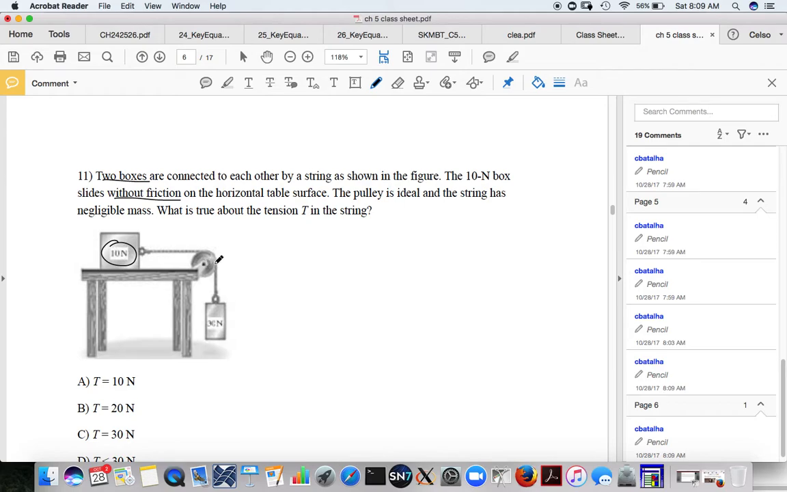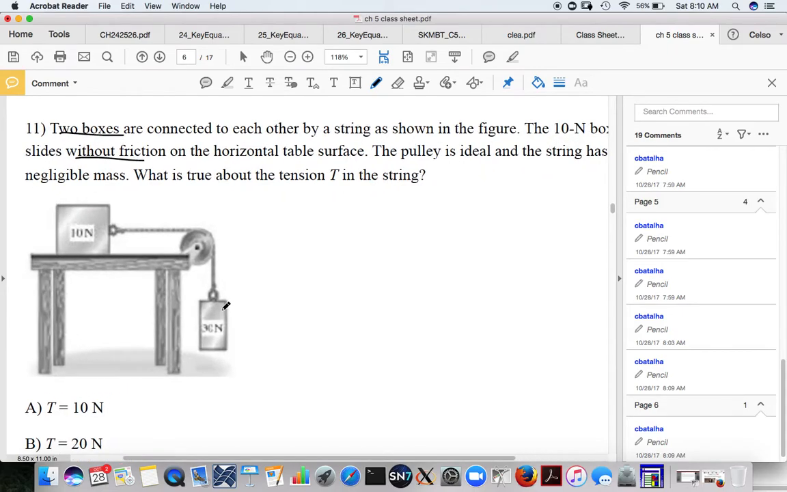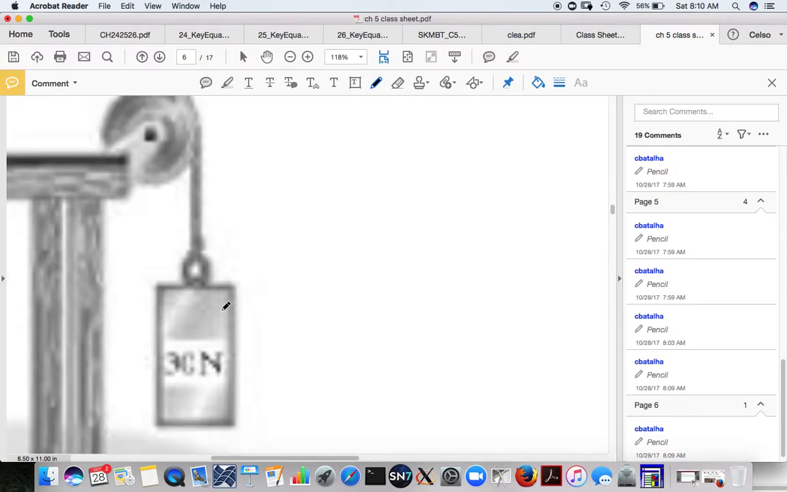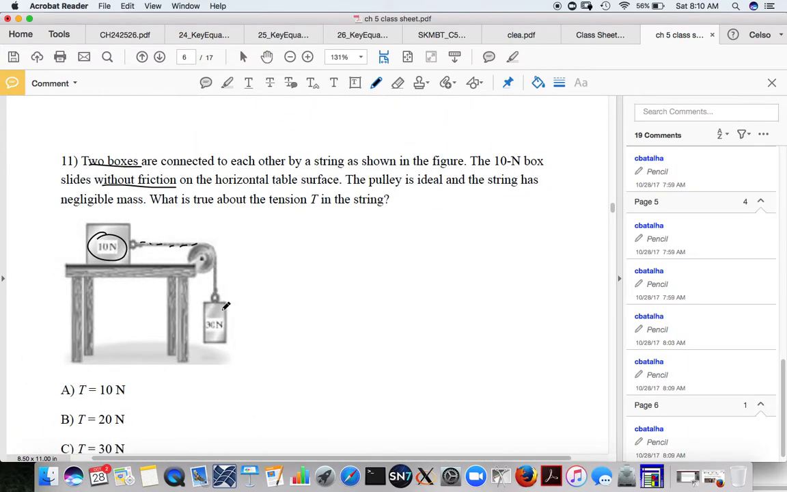So if this pulley has no mass, this tension that goes along this cord has a fixed value, okay? Oh, wait a second. Oh, it's 30. So you have a 30 newtons mass in there, and then I can think about the 10 newton block, right?